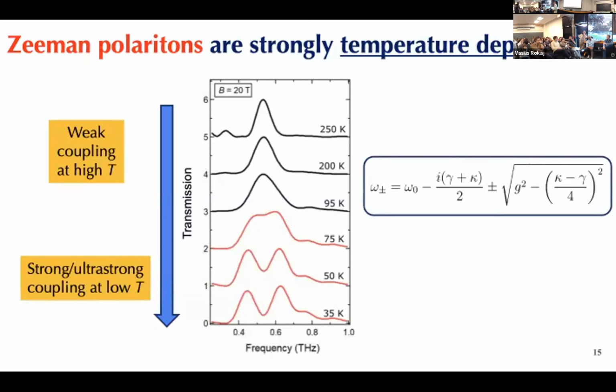Why are kappa and gamma not changing? Because kappa is determined by the cavity reflectivity. Gamma, that's a good question. So we looked into the literature. What determines the line width of electron paramagnetic resonance? It's mostly temperature independent. At low temperature, it even increases.